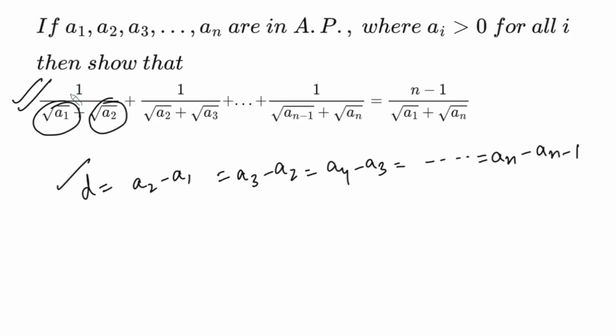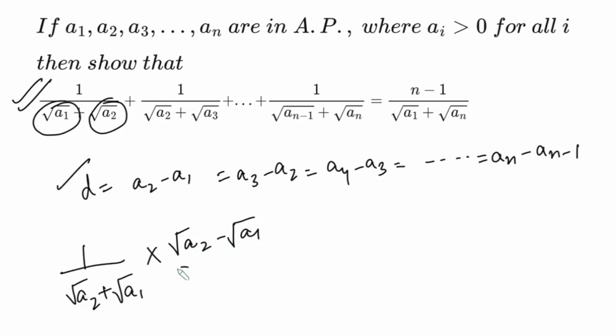To get rid of the square root from the denominator, we can rationalize each term. And before we rationalize, we can rewrite all the terms. So the first term, which is 1 over square root a1 plus square root a2, can also be written as 1 over square root a2 plus square root a1. And now we rationalize with square root a2 minus square root a1.